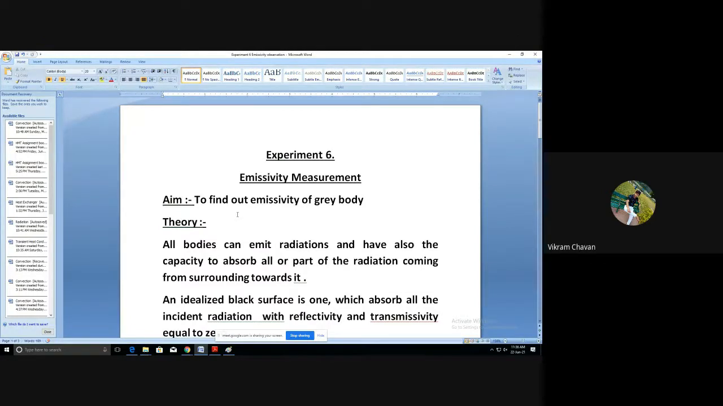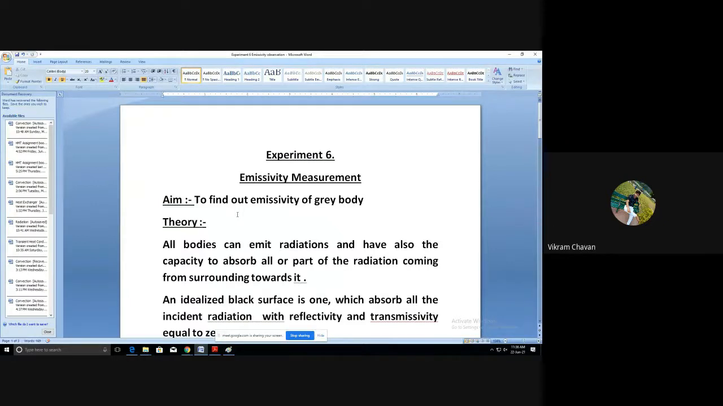Whereas in case of a white body, the body which transmits or reflects all the radiation incident on its surface will be considered a white body. So in case of a white body, the reflectivity of the body is equal to 1, and the transmissivity and the absorptivity are equal to 0.